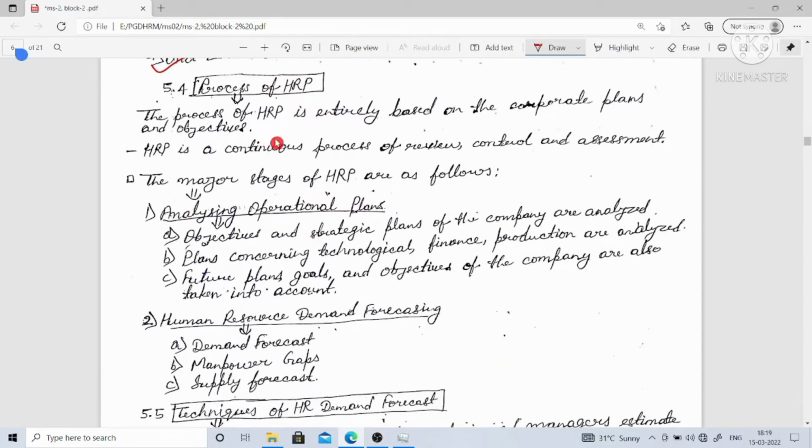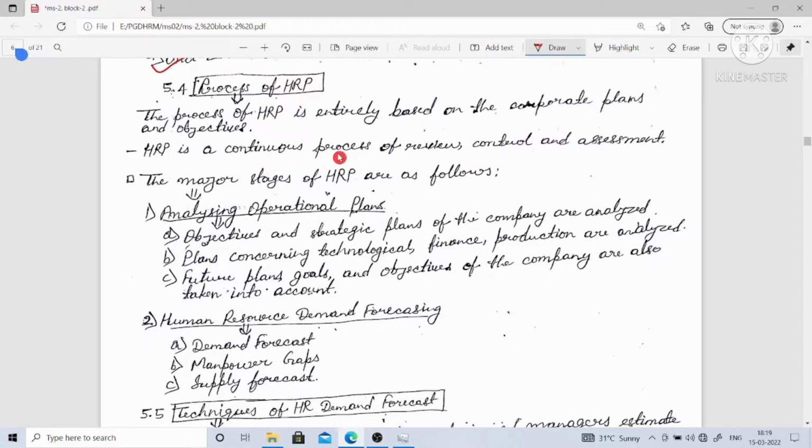The process of human resource planning is given next. The process of human resource planning is entirely based on the corporate plans and objectives. So how the corporation plans and what different kinds of objectives there are, according to that the human resource planning process should be used. Human resource planning is a continuous process of review, control and assessment.